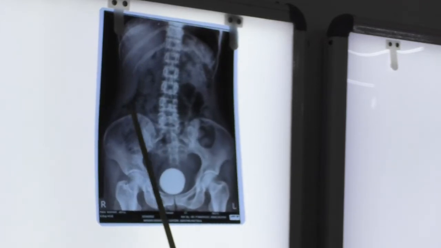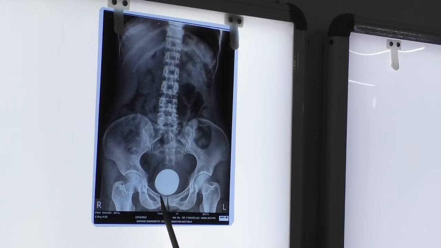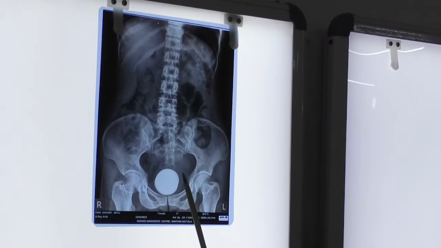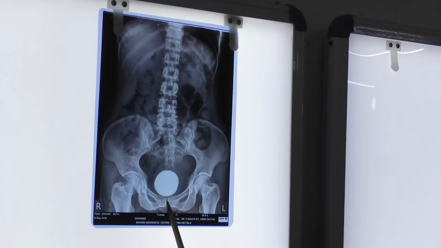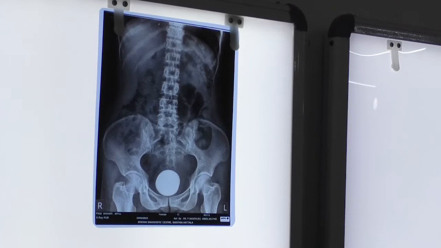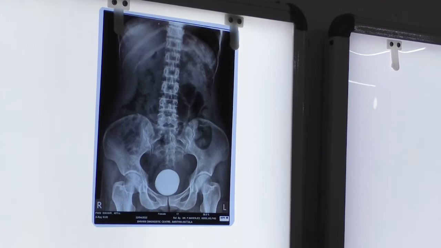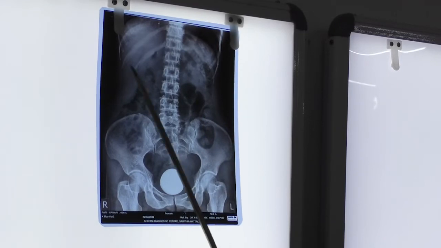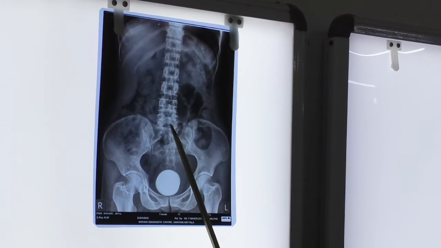So here there is no dye. But we can see a white shadow, which is a bladder stone. This is the symphysis pubis. Just above the symphysis pubis, we can expect the urinary bladder, and within the bladder we can see a circular stone. It is a bladder stone. Other shadows we can see clearly: L1, L2, L3, L4, and L5 vertebra.